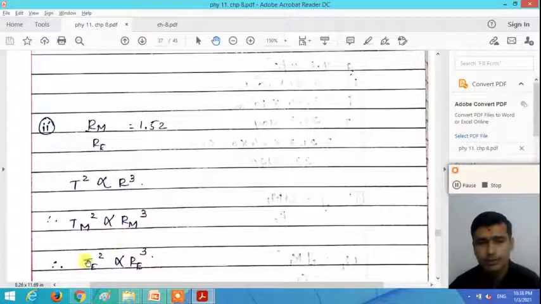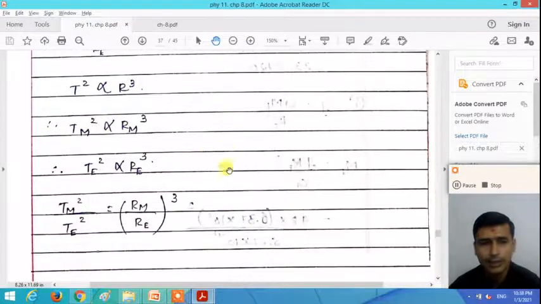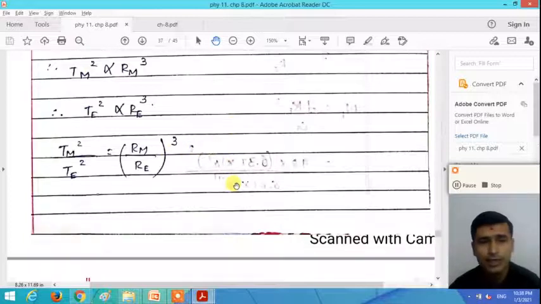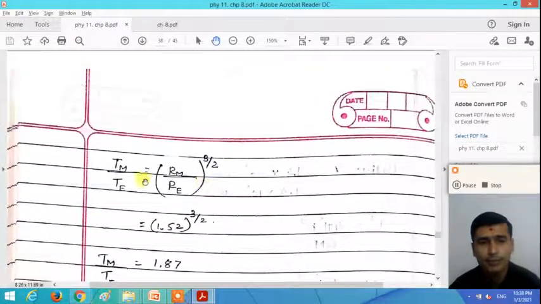Similarly, Te square, that is the orbital periodic time of the Earth, is directly proportional to Re cube. Directly we get the formula for Mars and for the Earth. Now taking the ratio, Tm square by Te square is equal to Rm by Re whole cube. From this formula, we calculate the periodic time. This point is important: Tm by Te is equal to Rm by Re whole raised to 3 by 2.